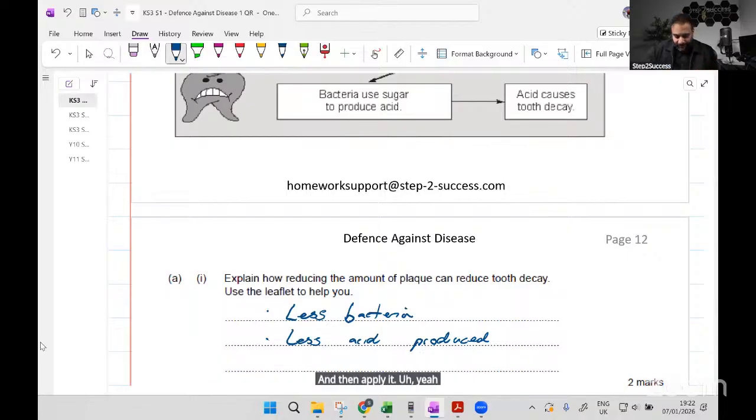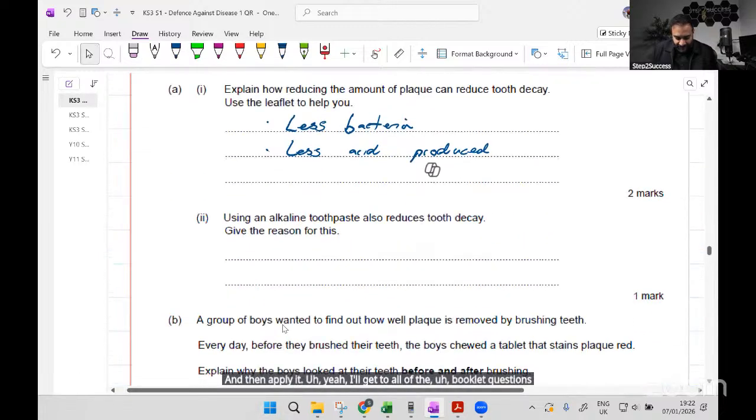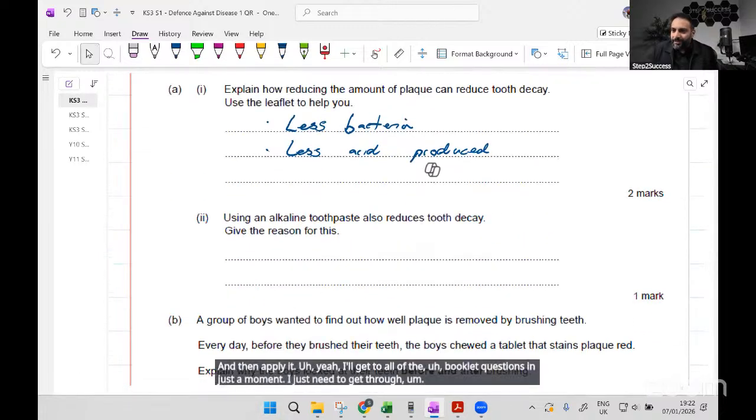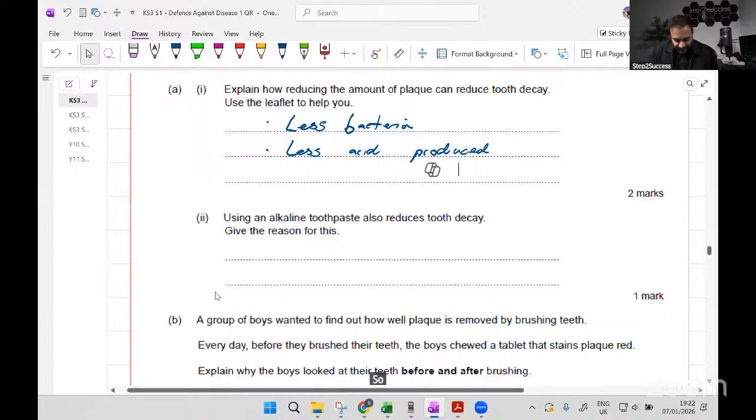Yeah, I'll get to all of the booklet questions in just a moment. I just need to get through these three from this one, and then I will move on. I'll do it in the order that's been asked. So six, seven, and nine I need to do from here.